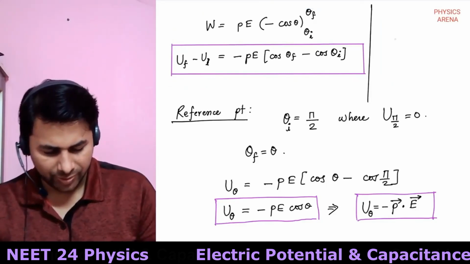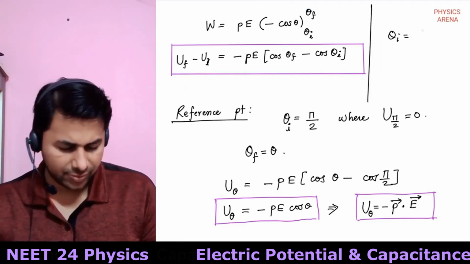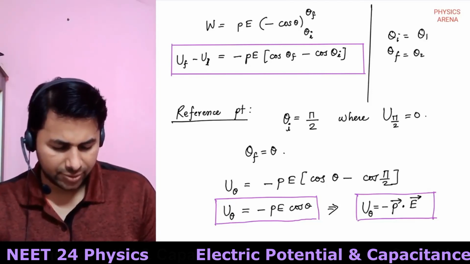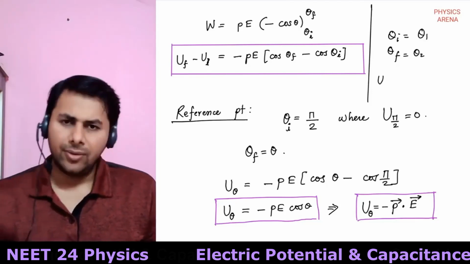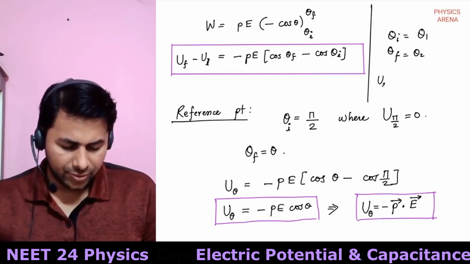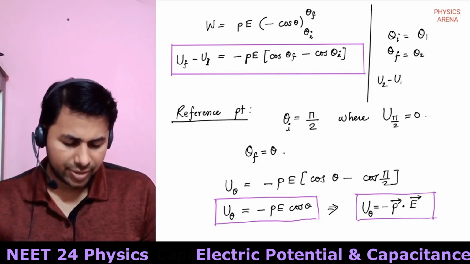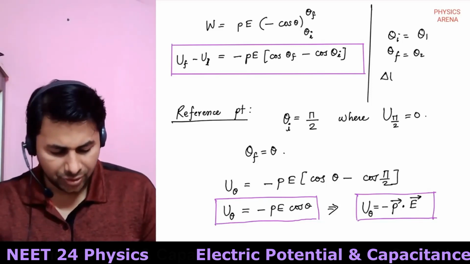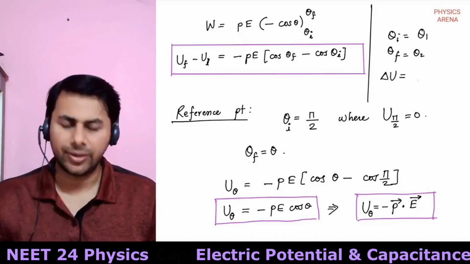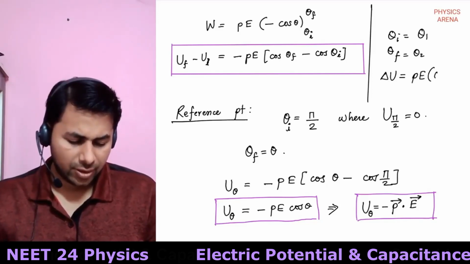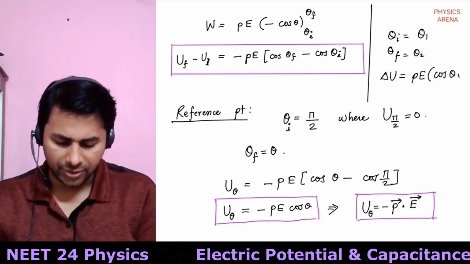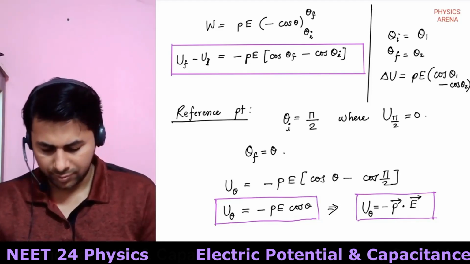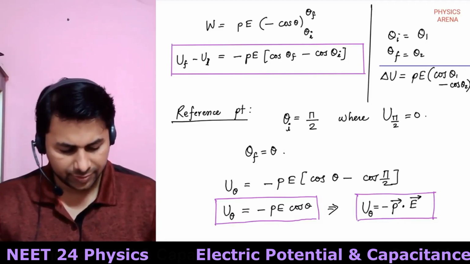We will get this formula. Suppose theta I equals theta 1 and theta f is equal to theta 2. So you get final minus initial, U2 minus U1, the change in potential energy. Or I will write it as delta U only. It is equal to what? It is P E into cos of theta 1 minus cos theta 2. Right? This thing is clear.